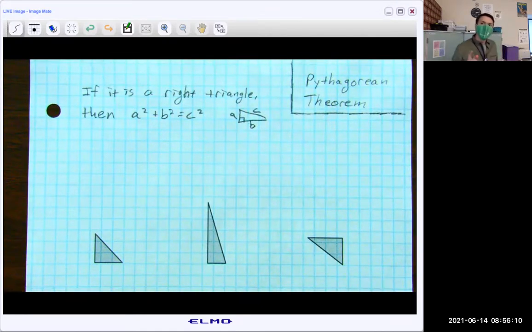So one thing to notice is that it only works with right triangles. A right triangle is a triangle that has a 90-degree angle. It makes like the corner of a square, like what they were talking about in the video. It's the only kind of triangle it works with, a right triangle.